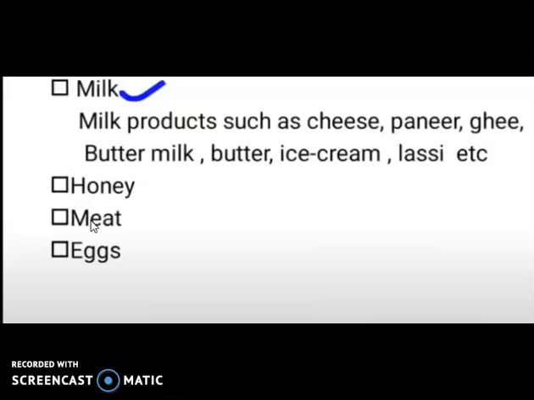Now meat also is direct flesh you eat, like chicken, then mutton and all. Eggs also are a product that we extract from the animals to eat.